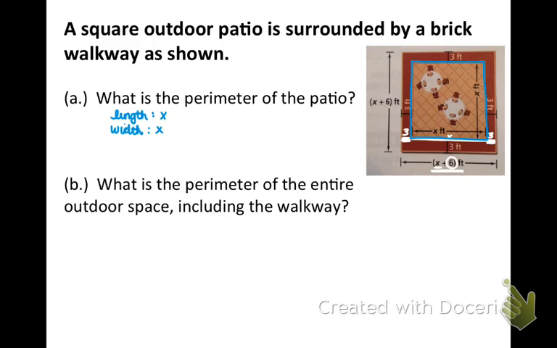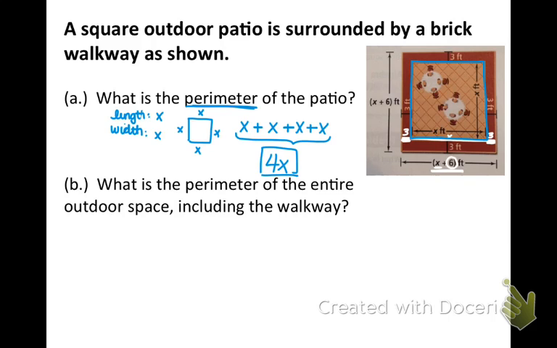Oops, that's area. We're talking about perimeter. We're going to do area on the next slide, sorry. The length is still x and the width is still x. So we're looking at a square that looks like this: x, x, x, x. If we add up all the sides, because that's what perimeter is asking us to do, we do x plus x plus x plus x. These are all like terms, so we can combine them. When I have 4 x's, that means our perimeter is 4x.